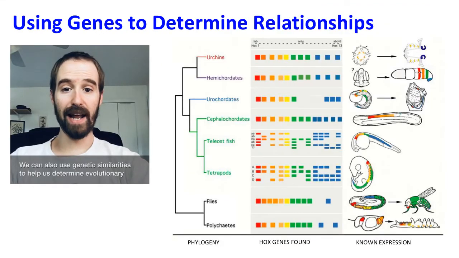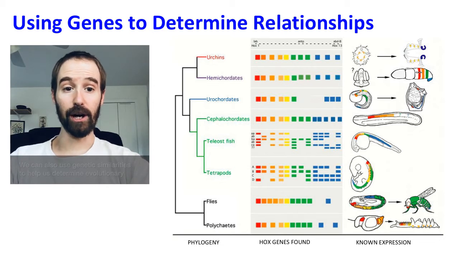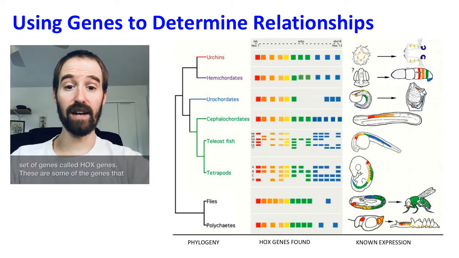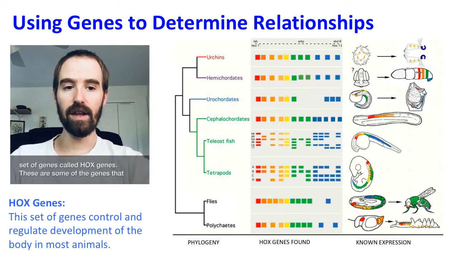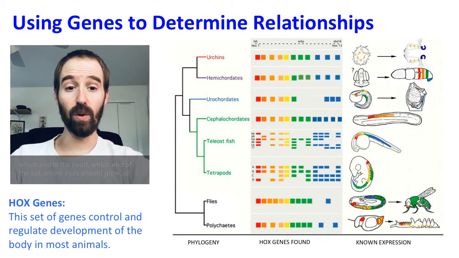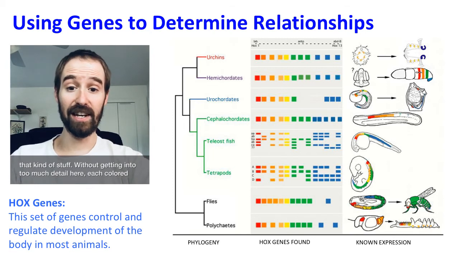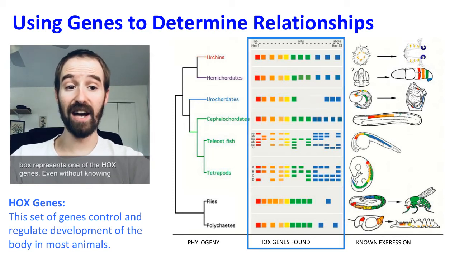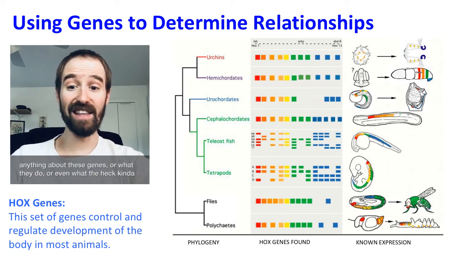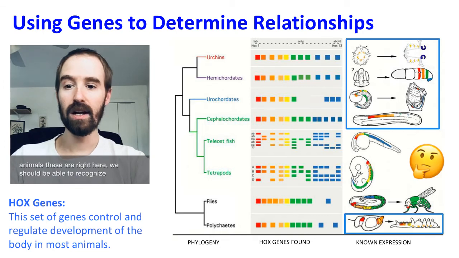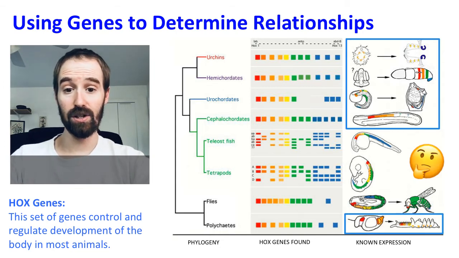We can also use genetic similarities to help us determine evolutionary relatedness. In this diagram here, we see an evolutionary tree based on a set of genes called Hox genes. These are some of the genes that control body development in animals. They help our cells figure out which end is the head, which end is the tail, where eyes should grow, all that kind of stuff. Without getting into too much detail here, each colored box represents one of the Hox genes. Even without knowing anything about these genes or what they do, or even what the heck kind of animals these are right here, we should be able to recognize similarities.